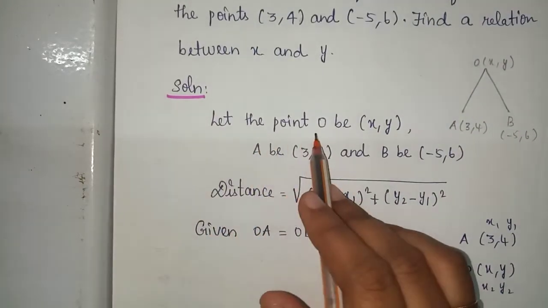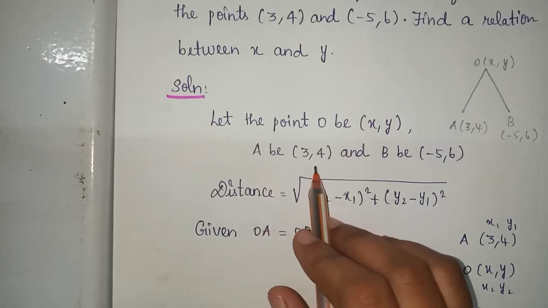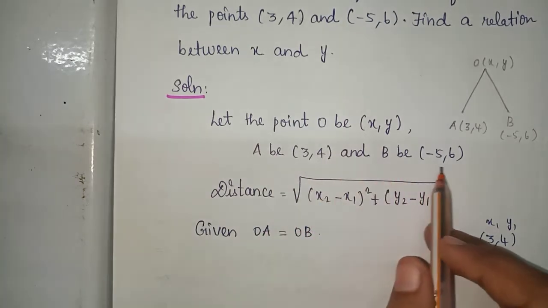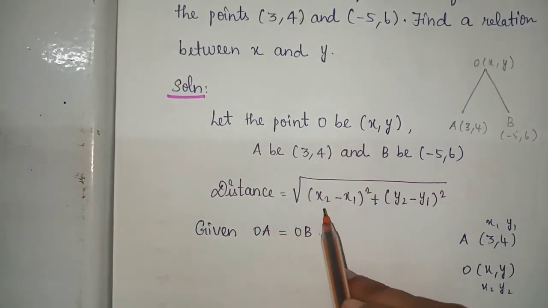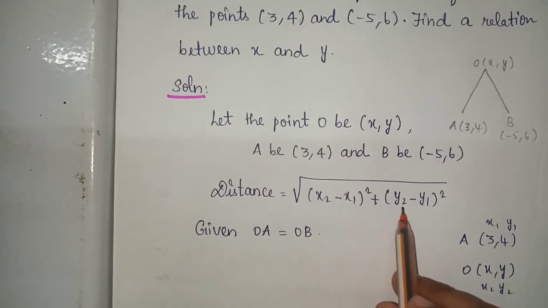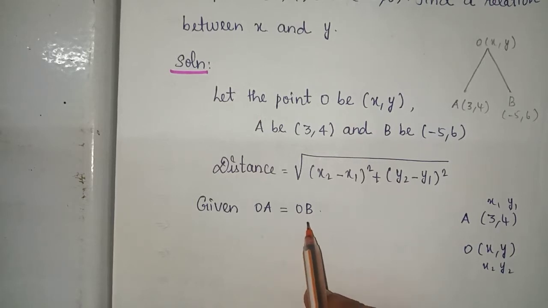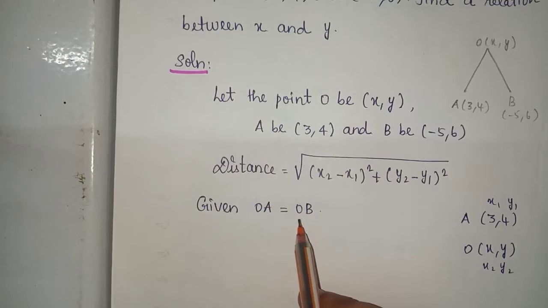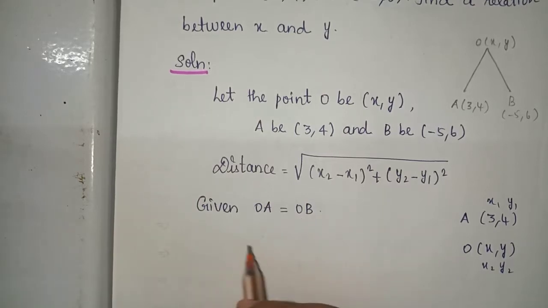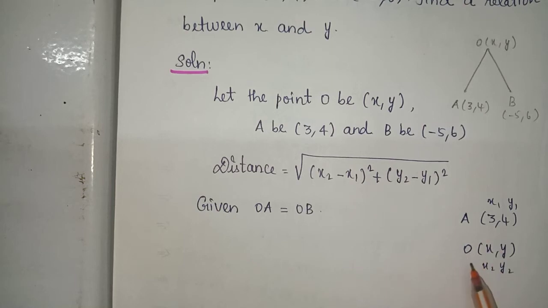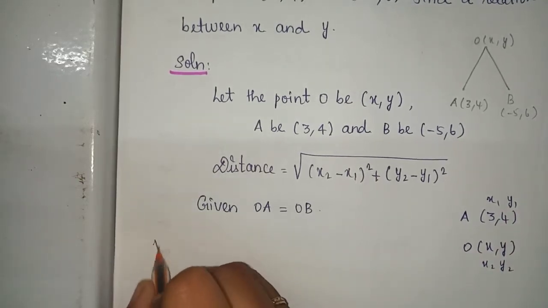So solution: let the point O be (x, y), A is (3, 4) and B is (minus 5, 6). Distance is equal to root of (x2 minus x1) the whole square plus (y2 minus y1) the whole square. Also given that OA is equal to OB. So first of all you have to find the distance of OA and distance of OB and equate the two. So this is the ordinate of A and this is the ordinate of O. This is your x1, y1 and this is your x2, y2. So substitute in the formula.